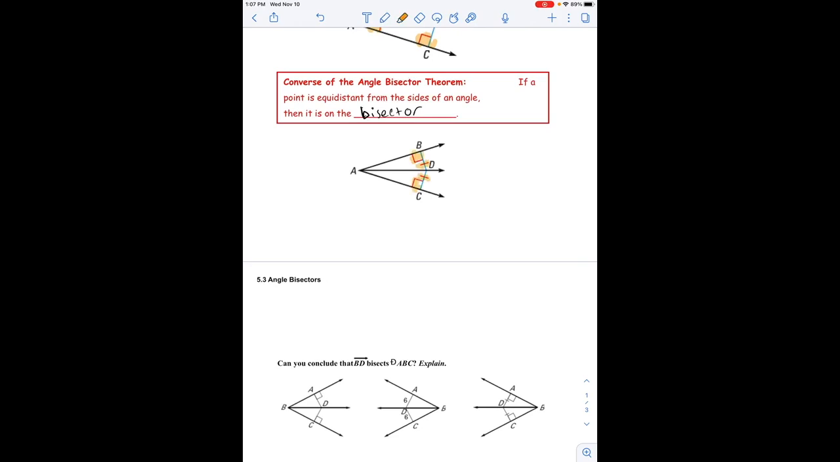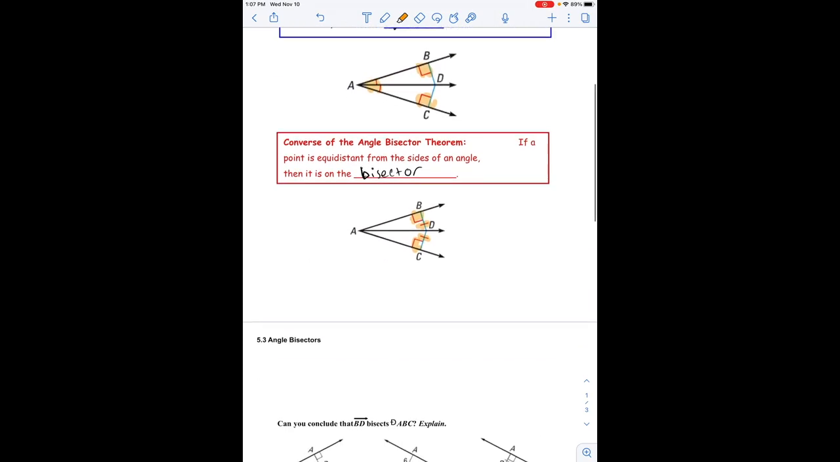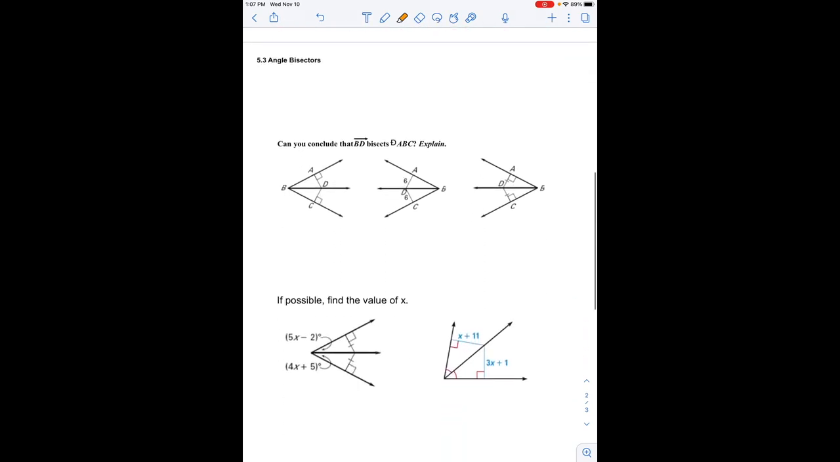And then notice what we have here is we have a right angle marker, and then we have these equidistant, the congruence markers. So you need at least two of those things to prove. You either need the angle markers, the right angles, or the congruence markers.